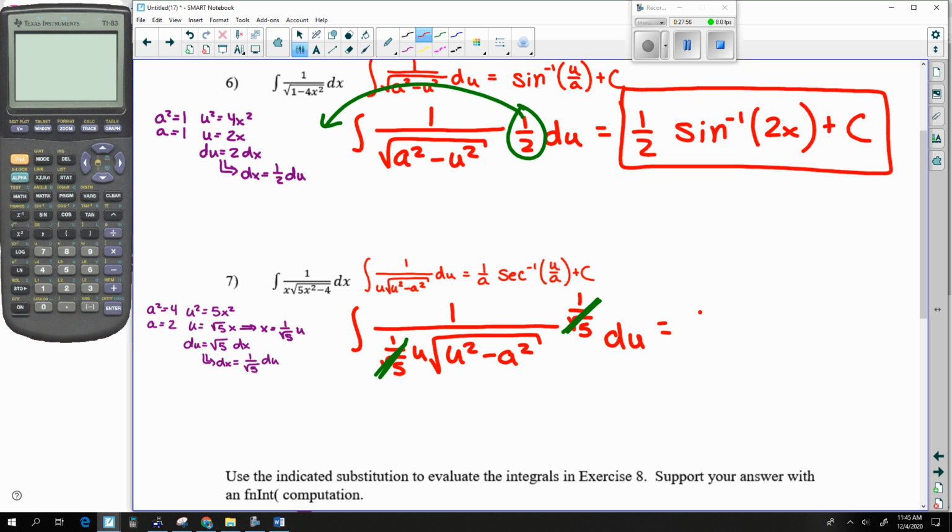So this is going to be 1 over a inverse secant of u over a.